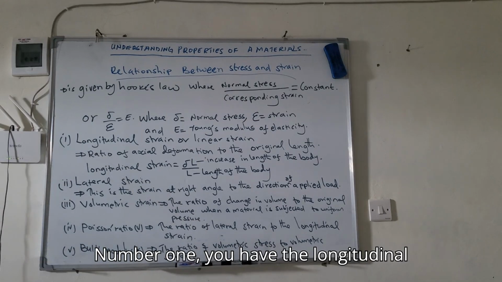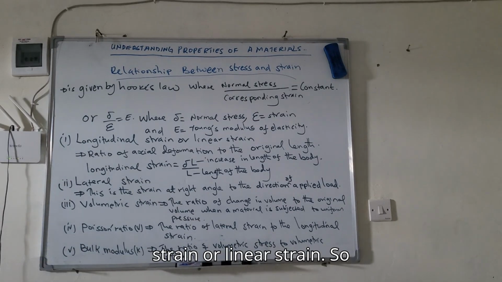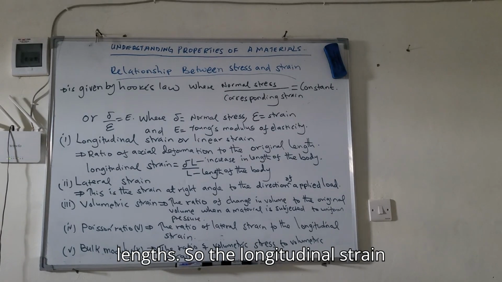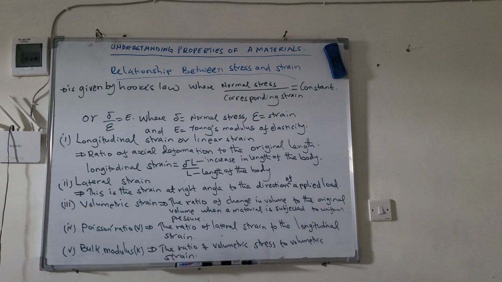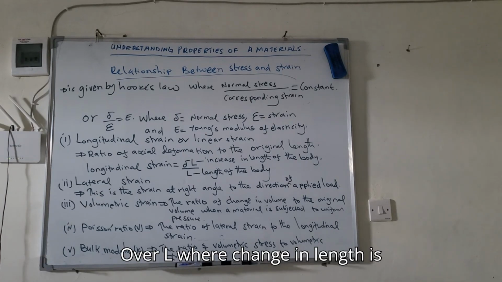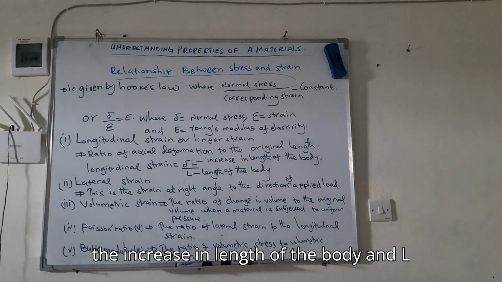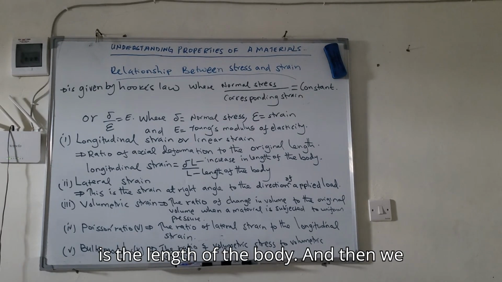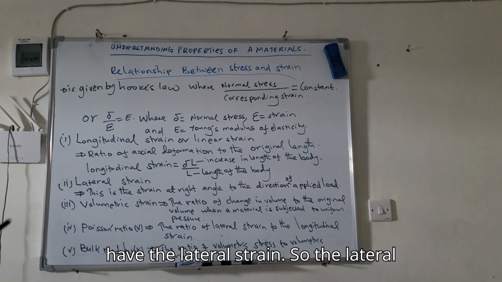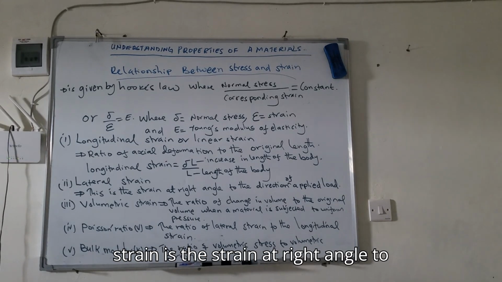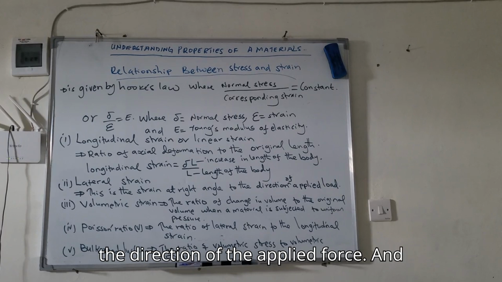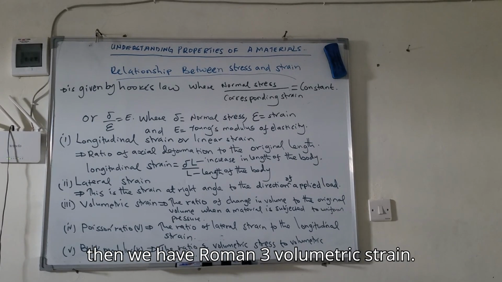Number one, we have the longitudinal strain or linear strain. This is the ratio of axial deformation to the original length. So the longitudinal strain is equal to change in length over L, where change in length is the increase in length of the body and L is the length of the body. And then we have the lateral strain. The lateral strain is the strain at right angle to the direction of the applied force. And then we have, number 3, volumetric strain.